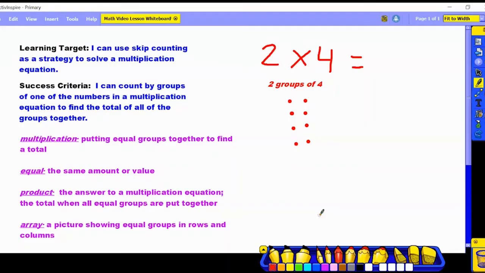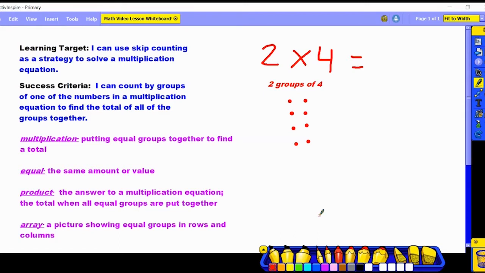Here is our whiteboard with our learning target again to remind you that we're working on skip counting today to solve a multiplication equation. And remember, since multiplication is just equal groups being put together to find a total, just think of skip counting as counting by groups of one of the numbers in a multiplication equation. That's really all we're doing.